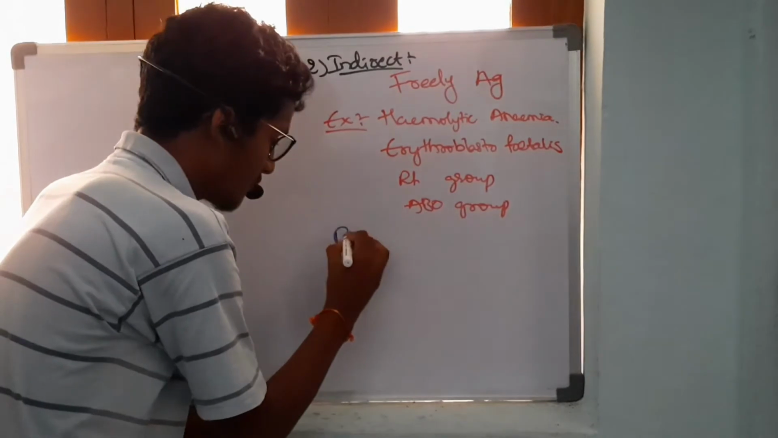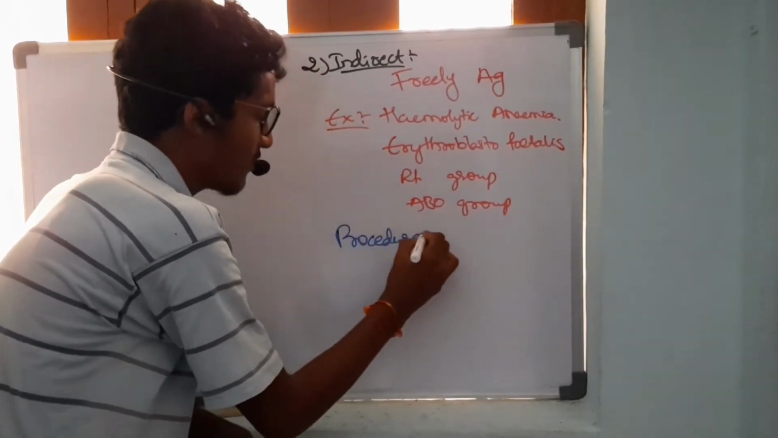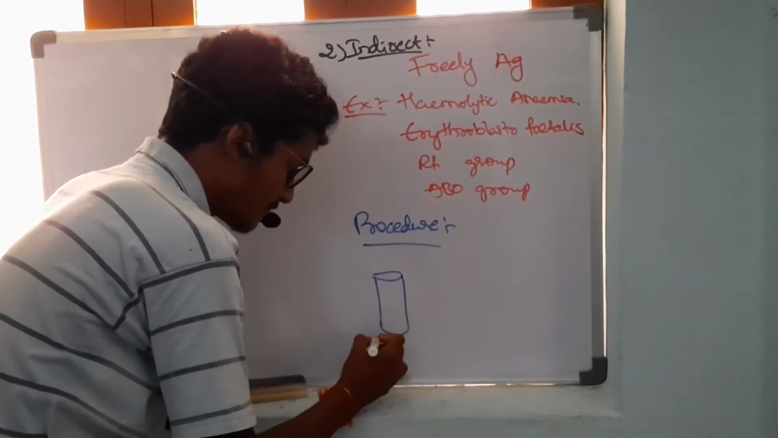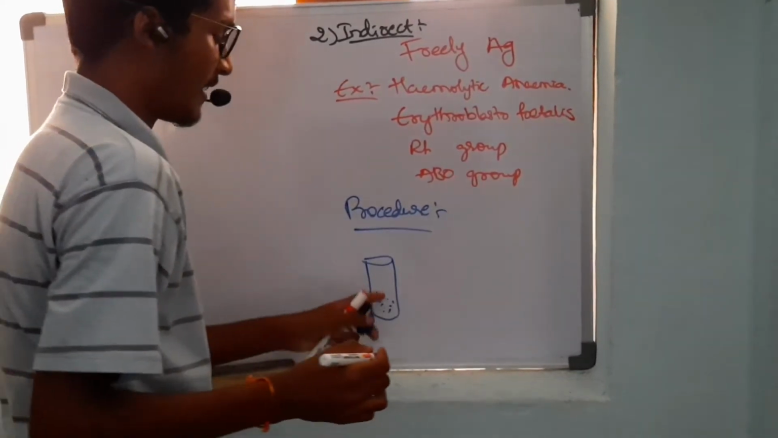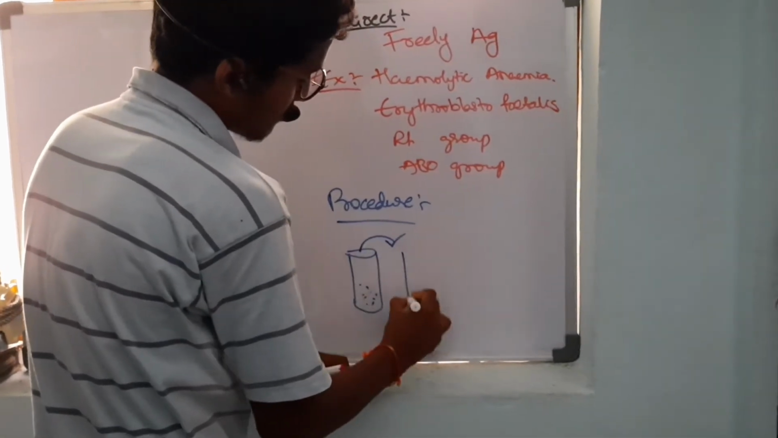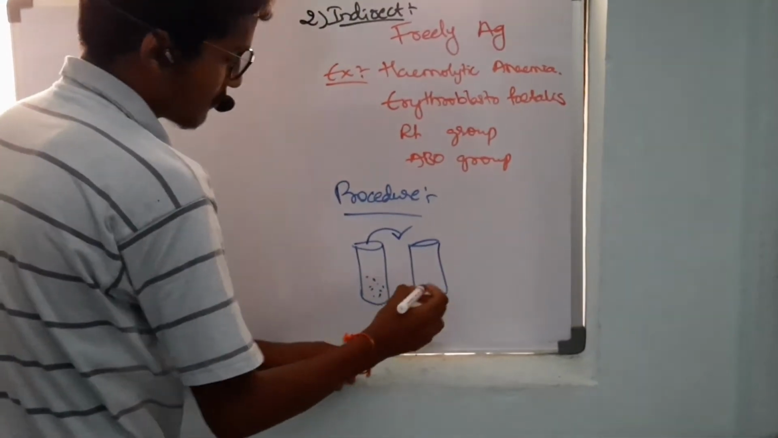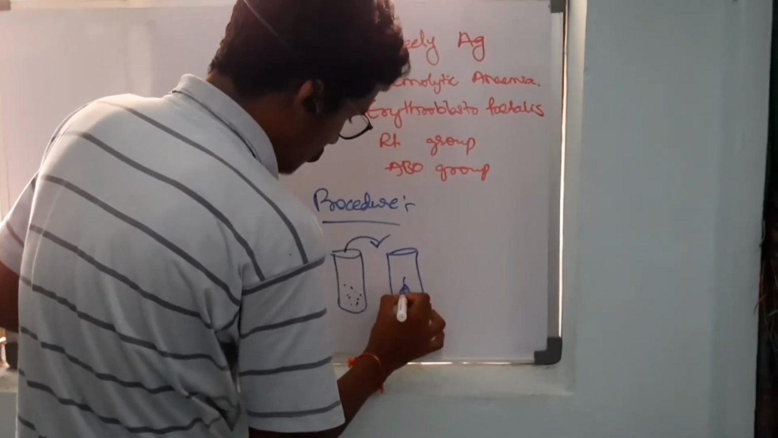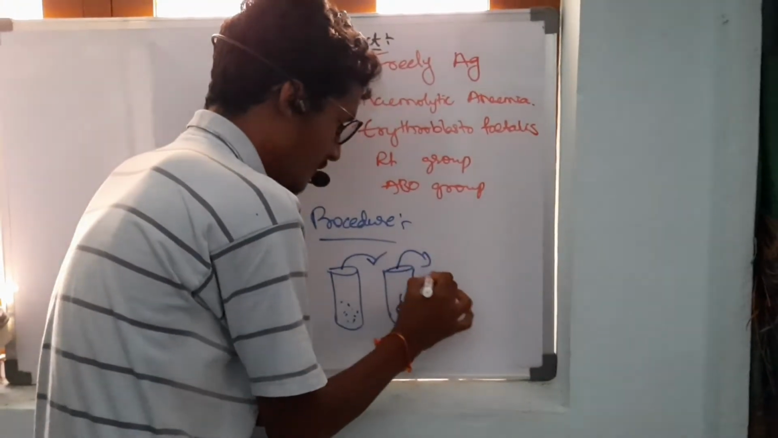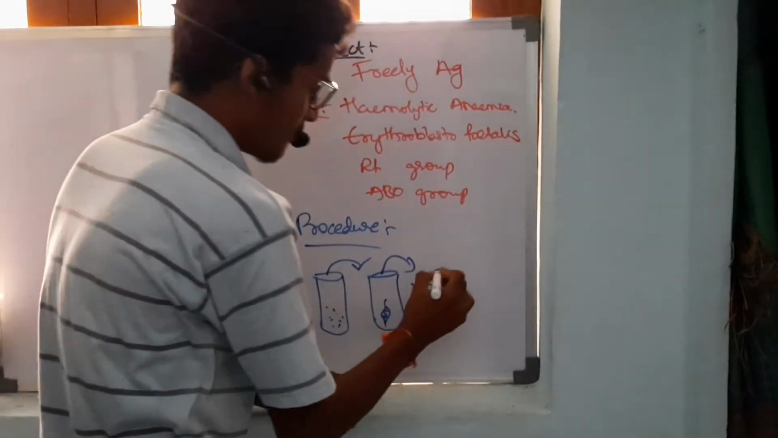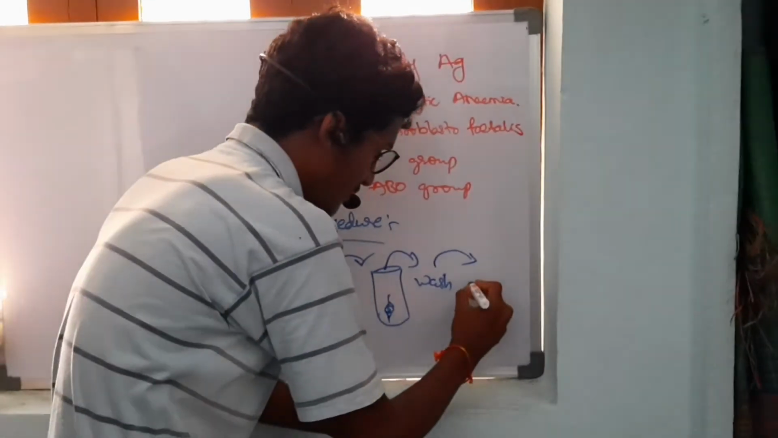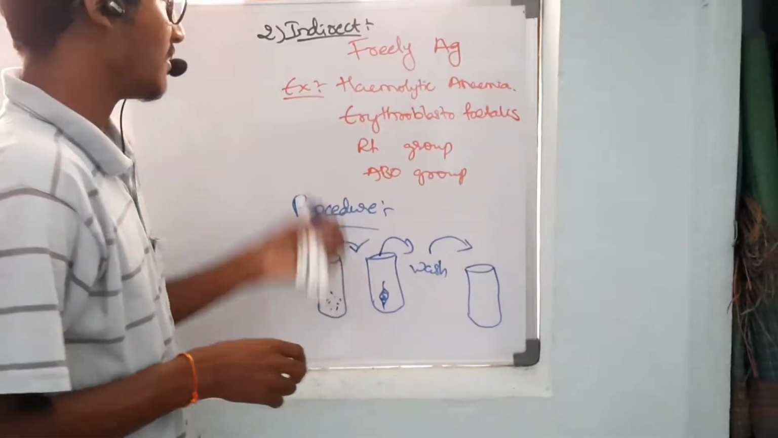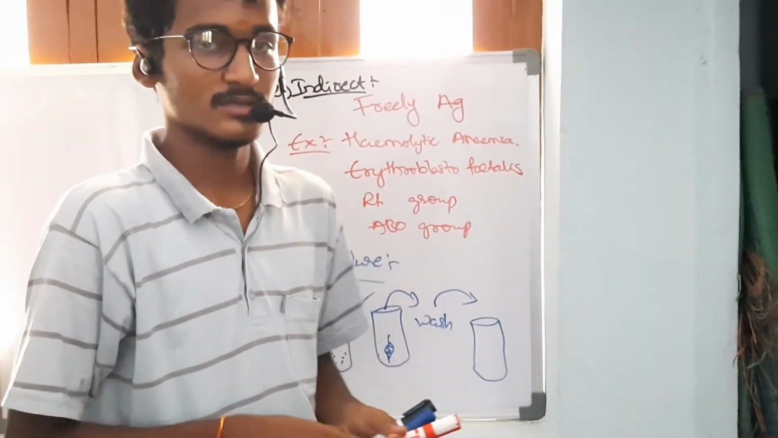Let's discuss the procedure of the indirect Combs test. Take a sample of serum consisting of antibodies. Add the serum into a test tube of plasma. Here the plasma is added. Wash it. After washing, we can see the clumping by examining under a microscope. These are the indirect agglutination tests.